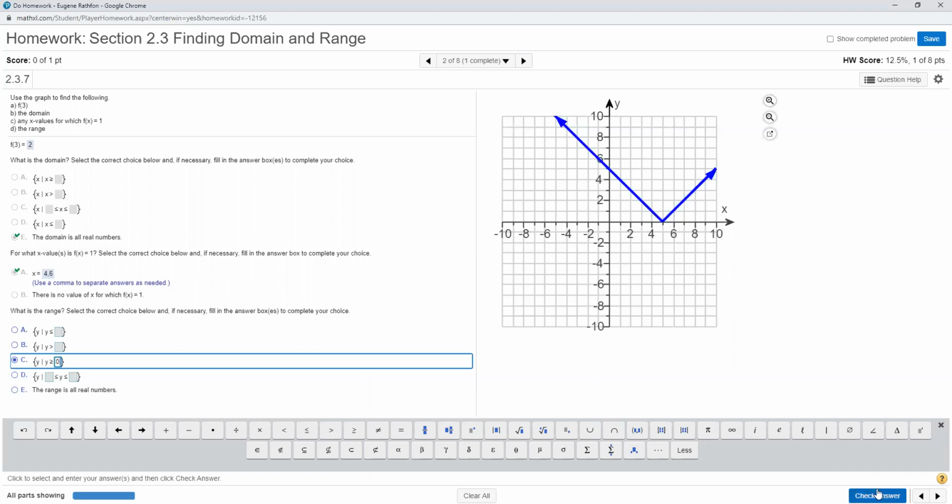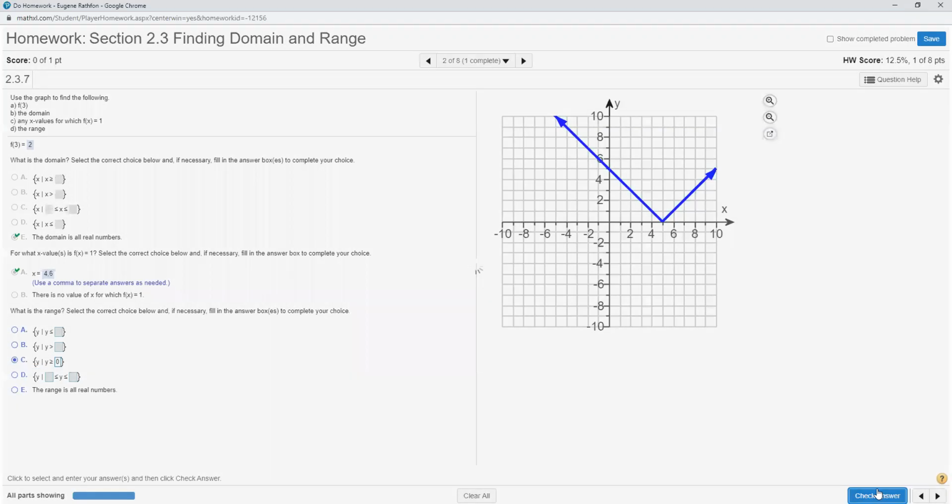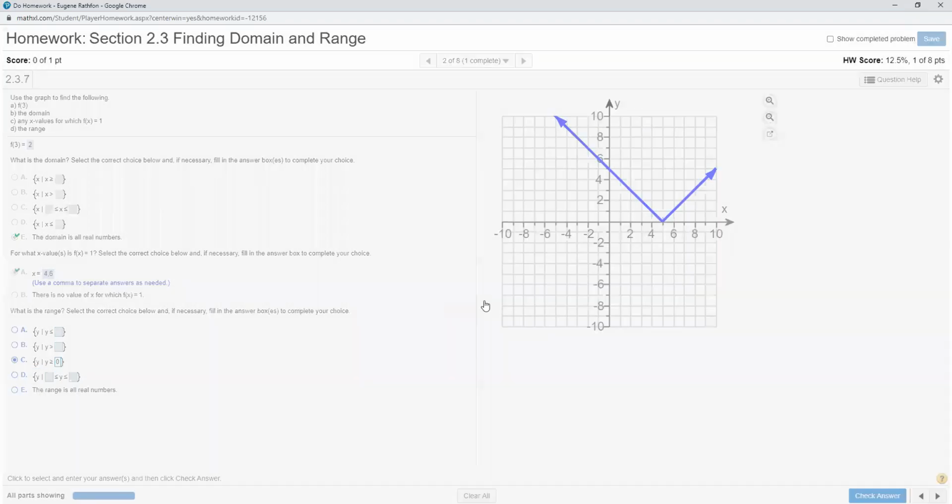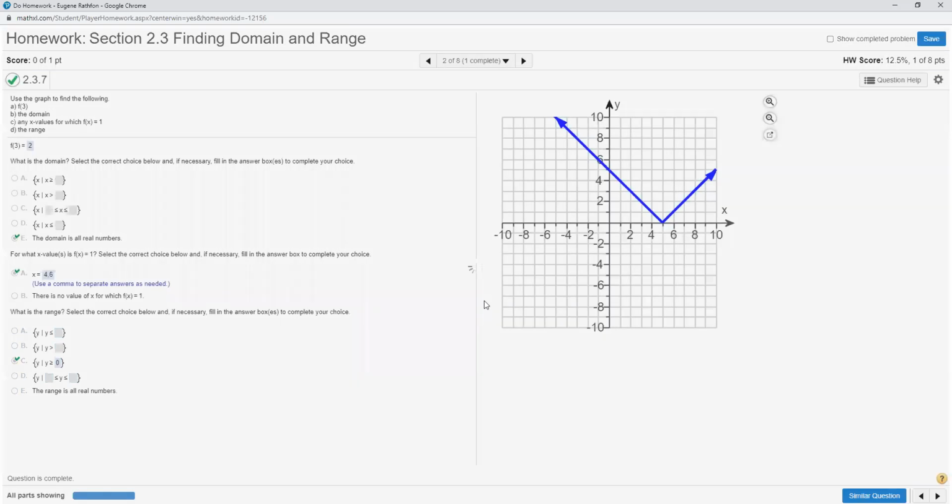So then you would check that answer and move on. It should be getting into domain stuff, so I'm going to go back to my under screen. Let me make sure.